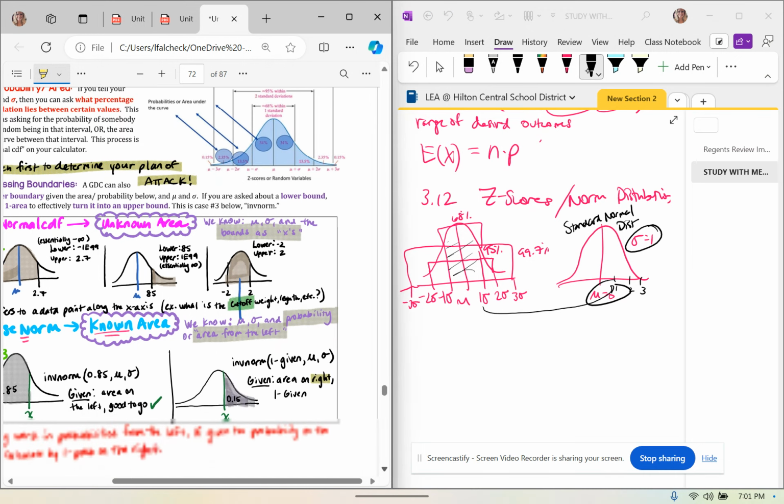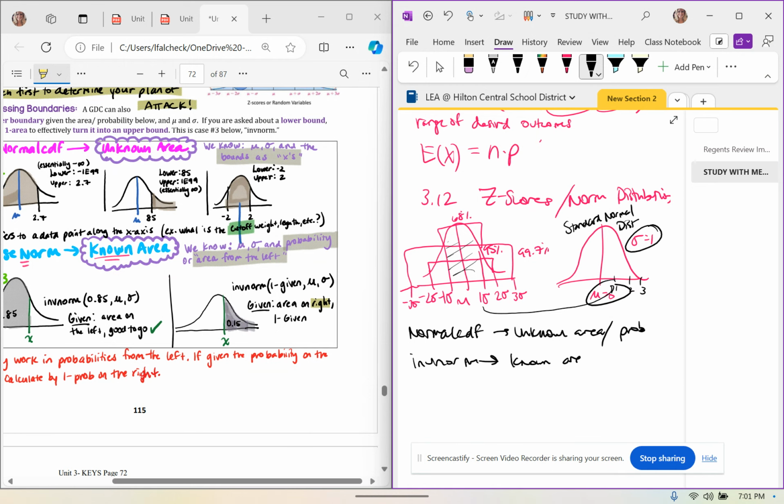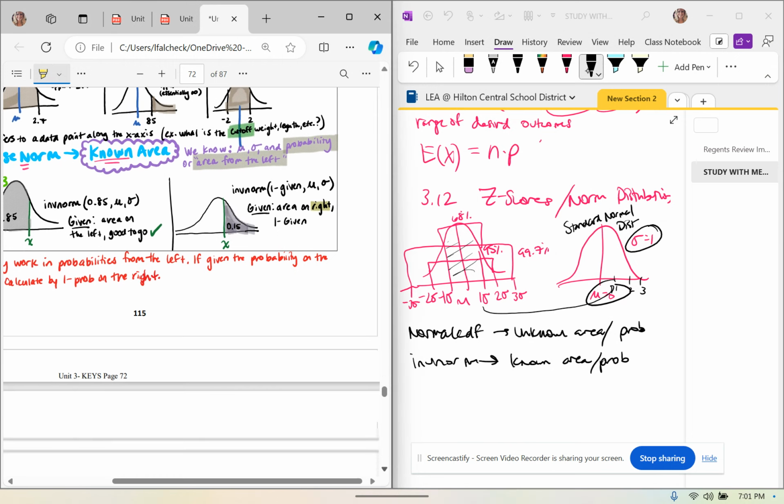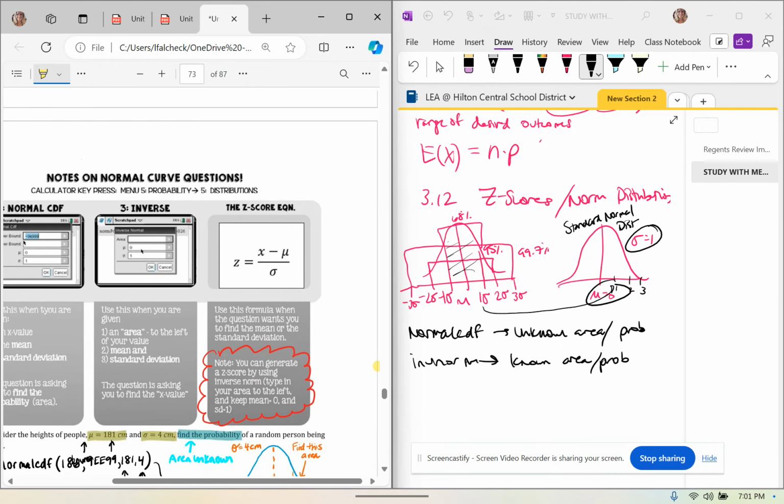All right, so read through our notes from that day, right? We use normal CDF when we have an unknown area or probability. We use inverse norm when we have a known area or probability. Okay? Know how to get to the norm CDF, know how to get to inverse norm on your calculator. Test that out right now. Do you remember how to get there? If not, that's okay. You can go to this page and double check.